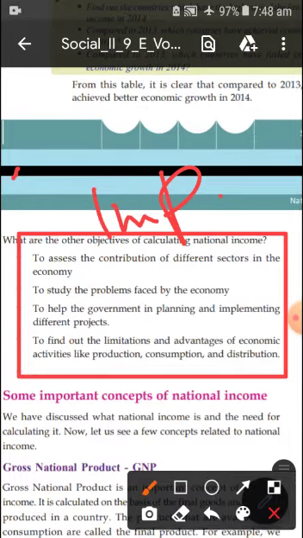And second one, to study the problems faced by the economy. We have to study what happened to the agriculture sector, what happened to the industry sector, what happened to the service sector. We can study from this calculation, and this helps the government in planning and implementing different projects. If the government has money, it can plan projects, and that also can be understood from this. To find out the limitations and advantages of economic activities like production, consumption, distribution, all we can study from this calculation of the national income.